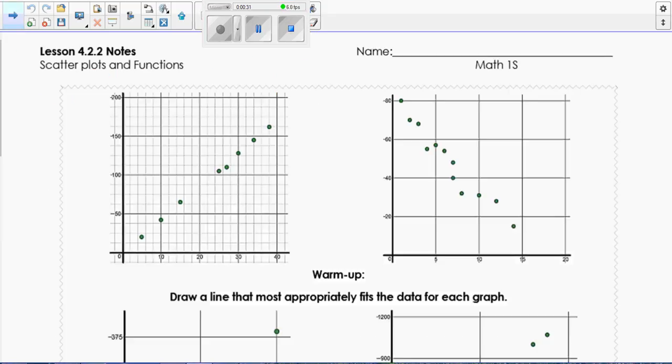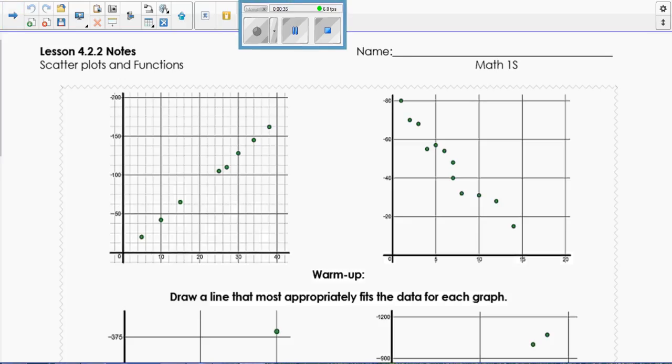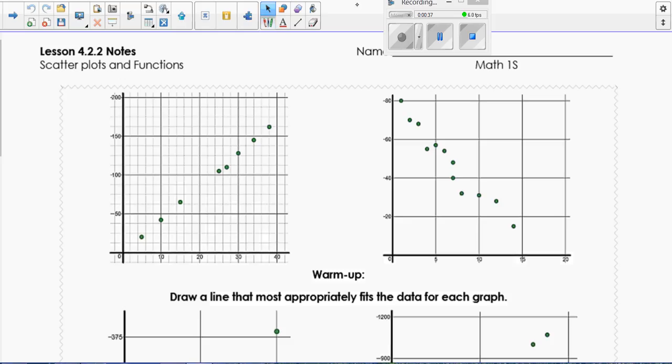Alright, so let's talk about what a scatter plot looks like. In each of these four examples, you have a scatter plot. A scatter plot is just a set of data points on a graph. It won't follow an exact line, but it's scattered in a way that might look like a line. We're going to focus on either a scatter plot that looks linear or one that looks exponential.